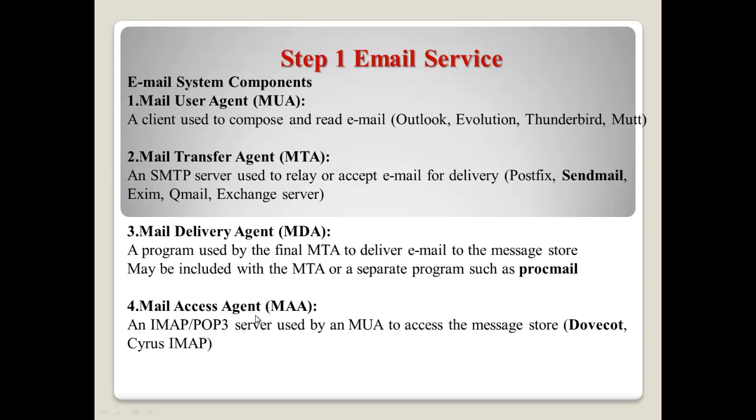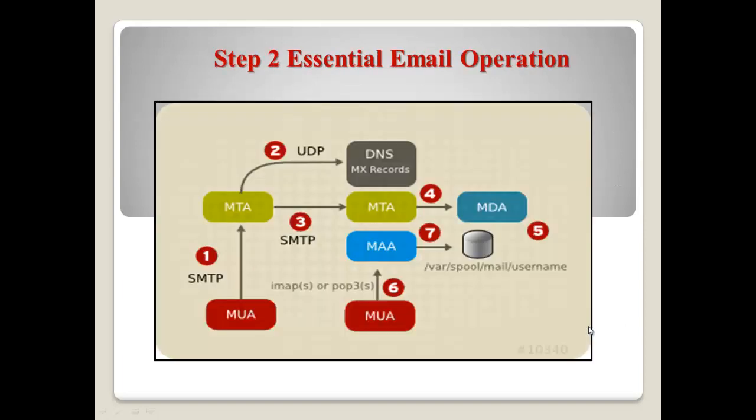Number 4, mail access agent. MAA can be used to access the mail stores from the mail server. So normally for MAA, we use IMAP or POP3 protocols. And to support these kinds of protocols, here I will explain Dovecot.